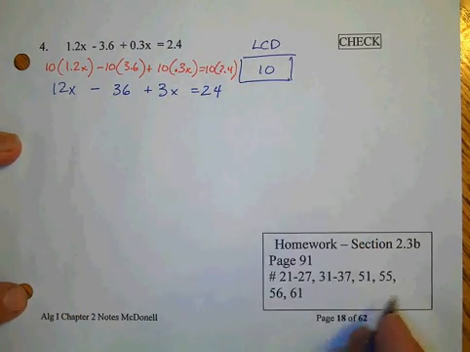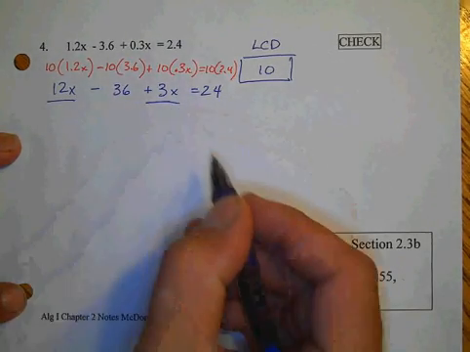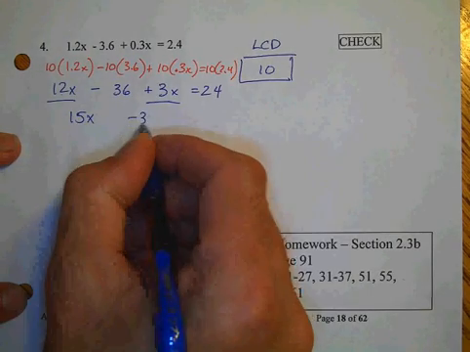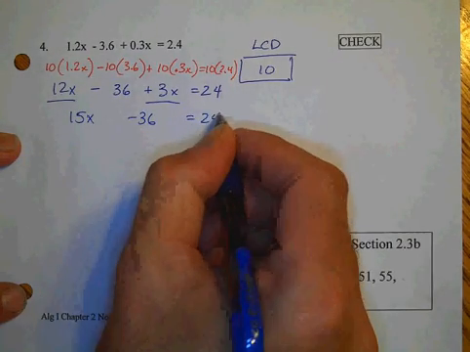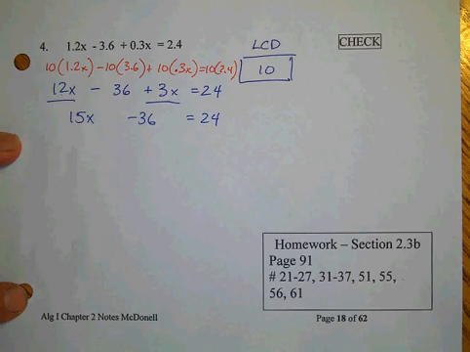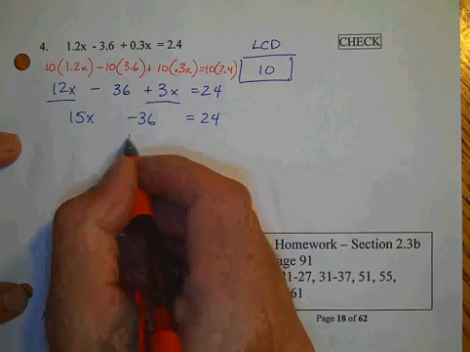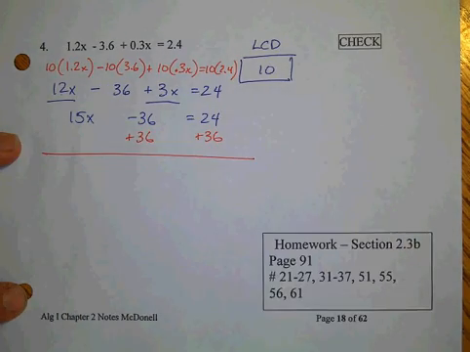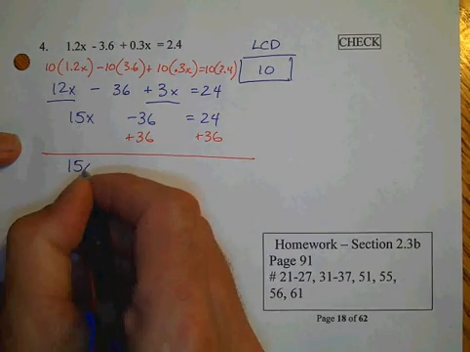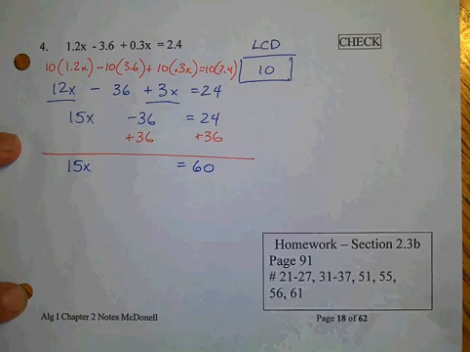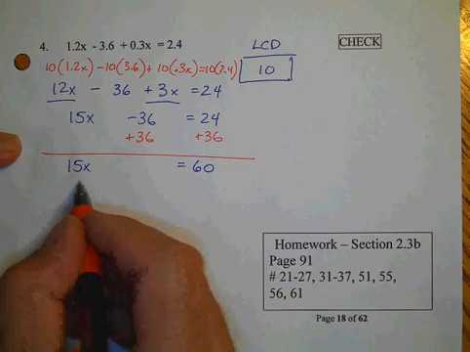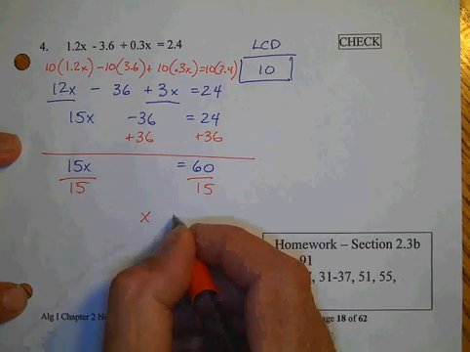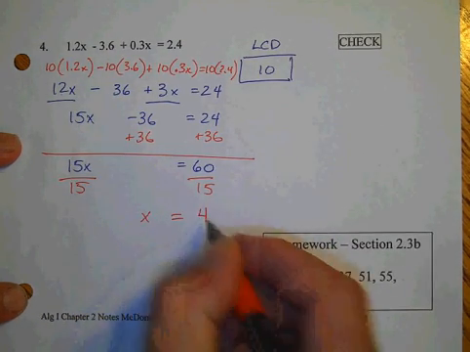Now we need to combine our like terms, which I'm going to underline. 12x and 3x makes 15x minus 36 equals 24. Now we want to isolate the 15x, so we're going to add 36 to both sides. That leaves us with 15x equals 60. Now we need to isolate the x by getting rid of the 15, so we divide both sides by 15. So my answer is x equals 4.